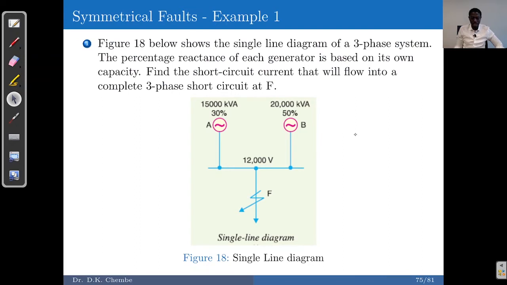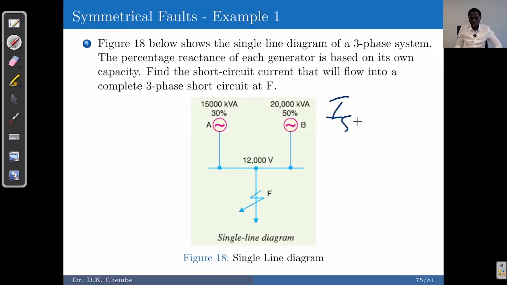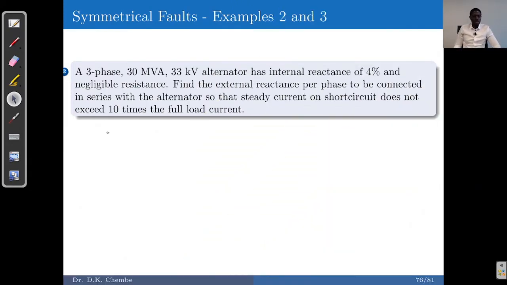If we go back here, our solution for our short circuit current is equal to 4330.16 amps. Example number 2. In this question, the question says a 3-phase 30 MVA, 33 kV alternator has internal reactance of 4% and negligible resistance. Find the external reactance per phase to be connected in series with the alternator so that steady current on short circuit does not exceed 10 times the full load current.